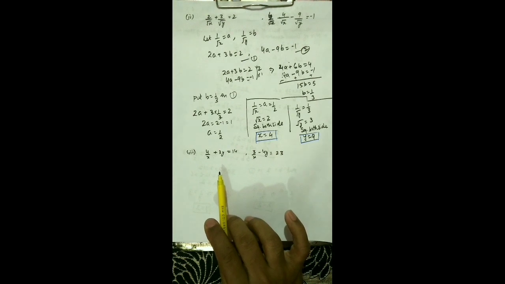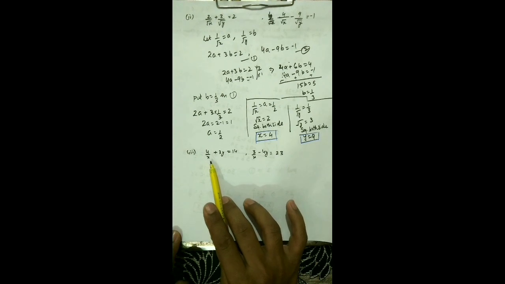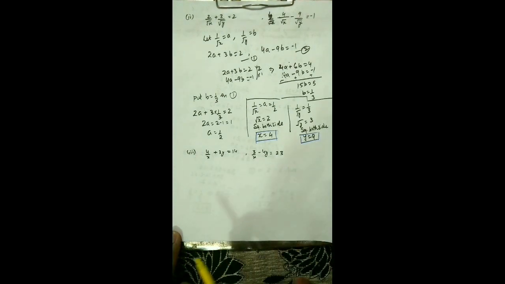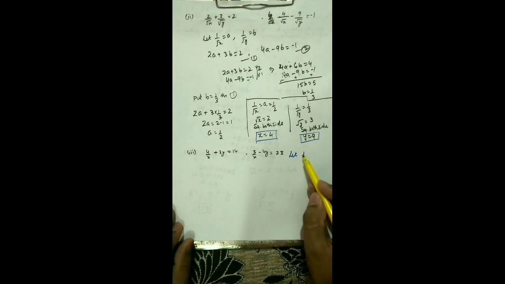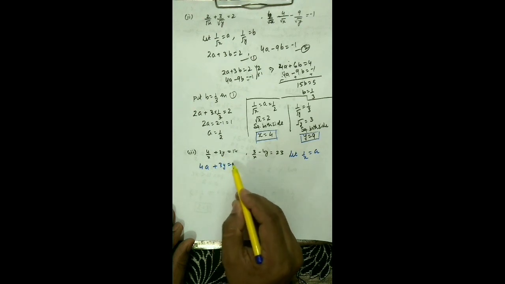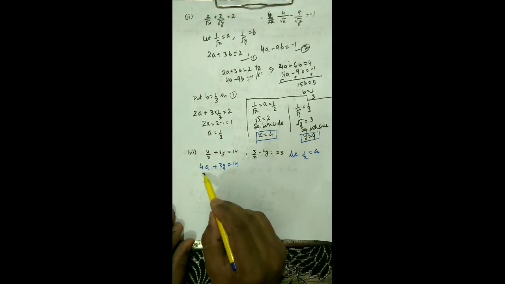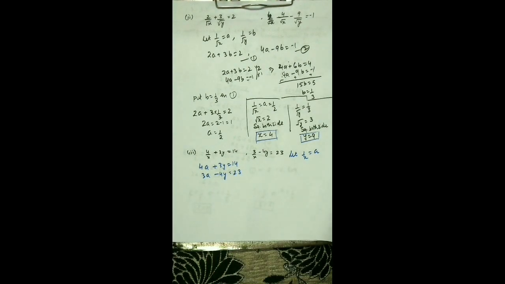Now this is the third type of question. You can see in these questions that only x is in the denominator, y is in its correct position. So we can start with this question. Let 1 upon x be a. This way, it can be written as 4a plus 3y equal to 14, and this equation will be written as 3a minus 4y equal to 23. Earlier you used to solve equations for x and y, but this time we'll solve the equations for a and y. So this can be solved easily.